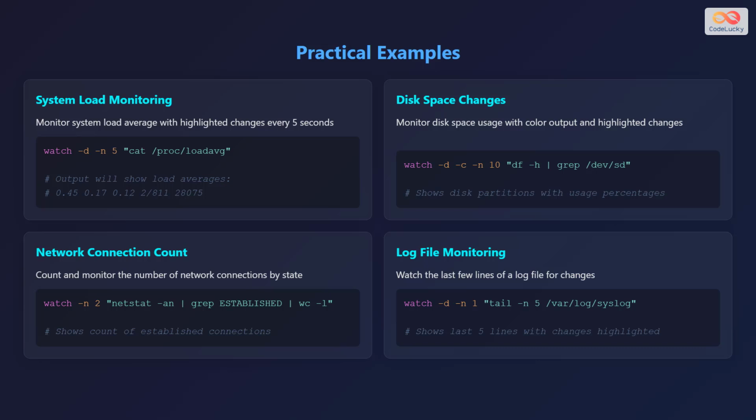Third, for network connection count, use the command watch -n 2 "netstat -an | grep ESTABLISHED | wc -l". This will give you a count of established network connections. Fourth, for log file monitoring, use the command watch -d -n 1 "tail -n 5 /var/log/syslog". This shows the last 5 lines of the syslog file with changes highlighted.